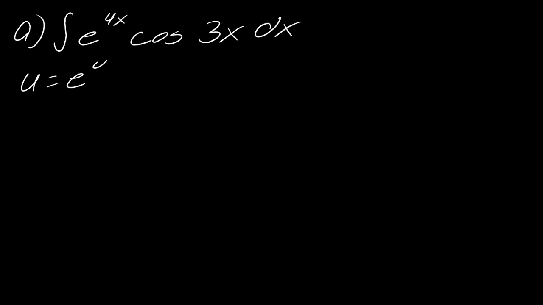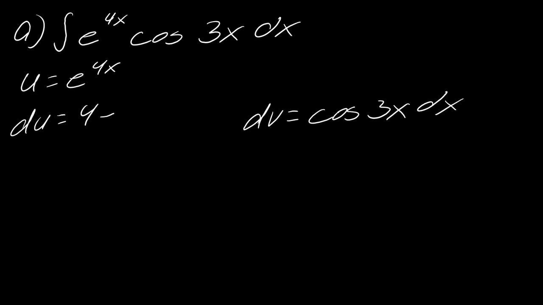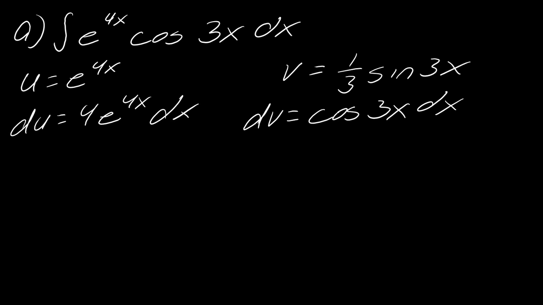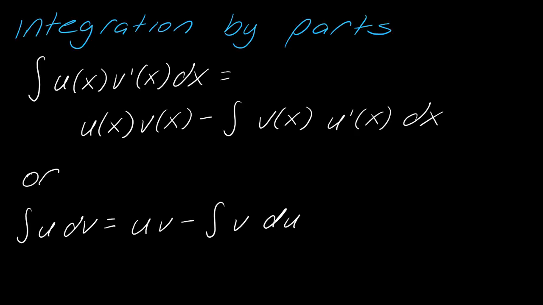With that in mind, I'm just going to set my u equal to e to the 4x, and I'm going to set my dv equal to cosine 3x dx. Then my du, don't forget to use the chain rule, will be 4e to the 4x dx, and my v is going to be 1/3 sine 3x. Okay, so now I can go ahead and use my integration by parts formula.